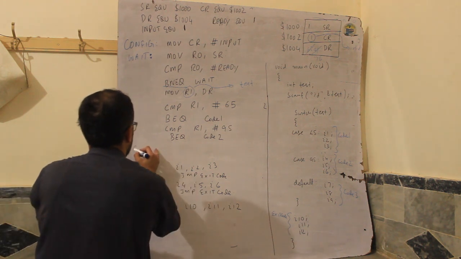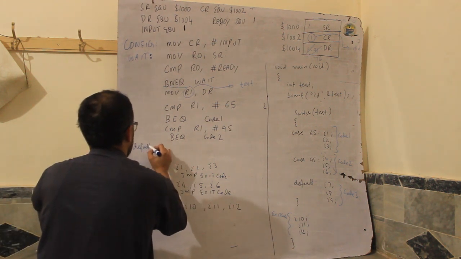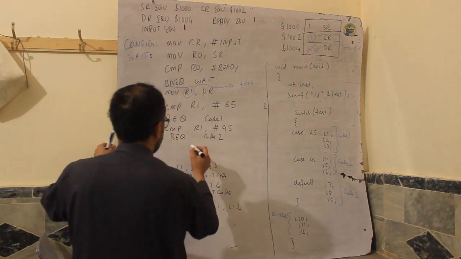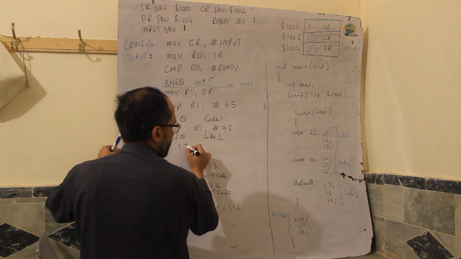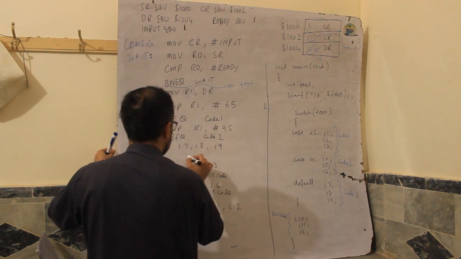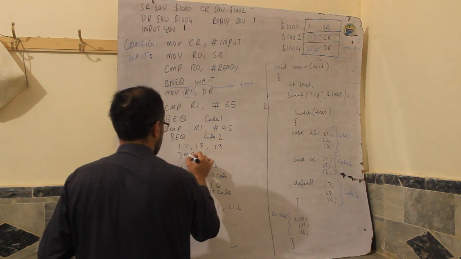So now this is our default code. So what will be executed on the default code? On the default code, the instructions I7, I8, and I9 will be executed, and then it jumps to the exit code.